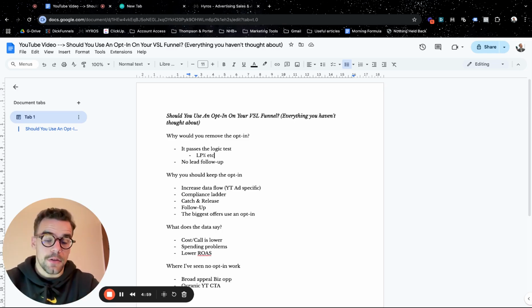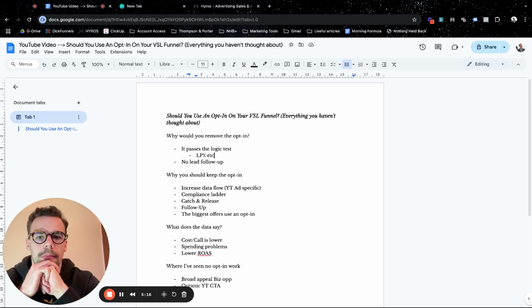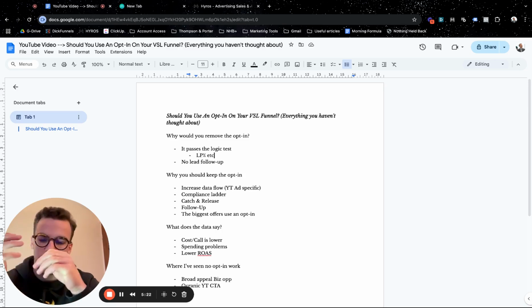The last thing is catch and release. Essentially, if you don't have an opt-in, you have no way of following up with these people. You can do retargeting campaigns for people that viewed the VSL or clicked to the calendar page, but that's not going to be as efficient as email follow-up.